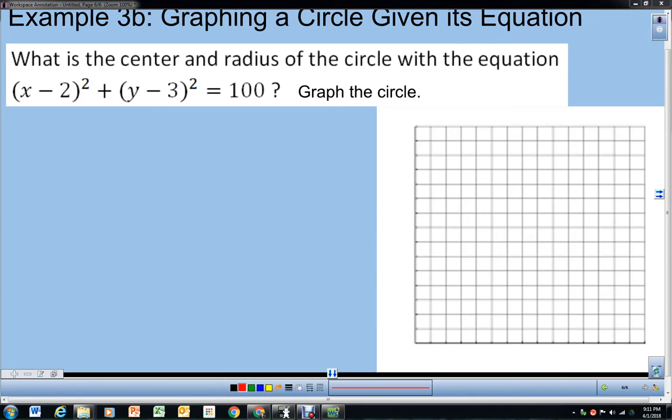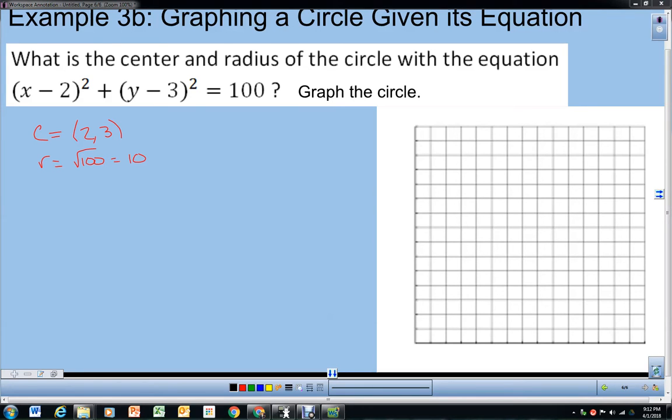All right, so let's first identify the center, and hopefully you did that correctly. The center in this one is going to be the opposite of -2, which is +2, and the opposite of -3, which is +3. Then the last thing we need to identify is the radius. So we take the square root of 100, and that is equal to 10. So we're going to go 10 in every direction. Our center is going to be at (2, 3).